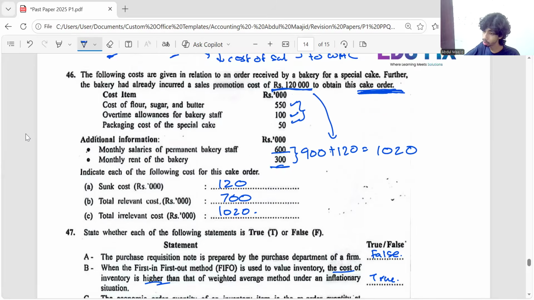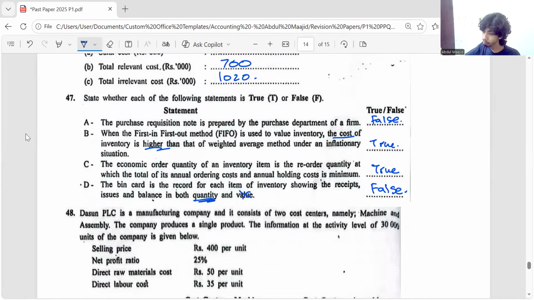So remember, in bin card you will show your inventory only in units, the inventory movement in units. In the stores ledger, that FIFO method table, only there you will show both units and value. Okay, this is false. Bin card only quantity. And 48.